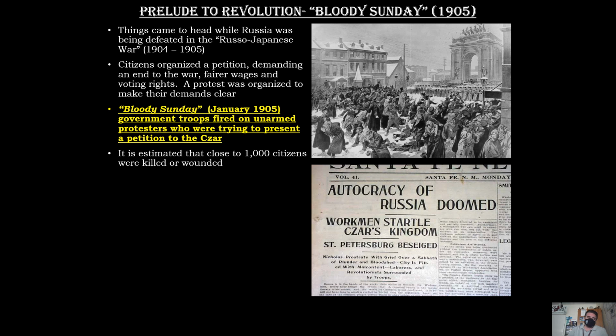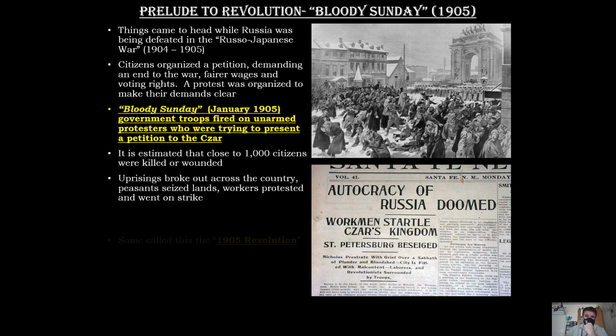It is estimated that close to 1,000 citizens were killed or wounded. Uprisings broke out across the country. Peasants seized land. Workers protested, went on strike. Some called this the 1905 revolution.